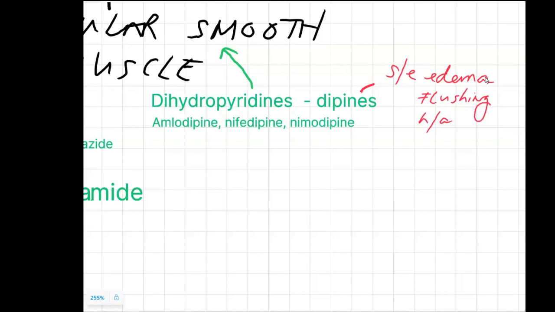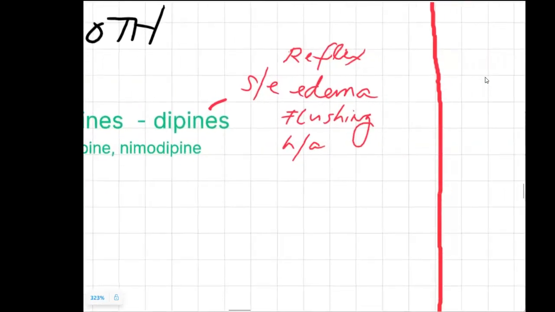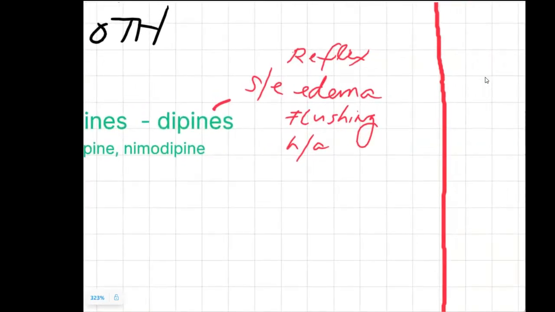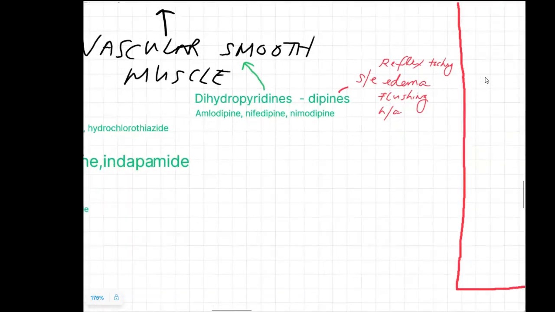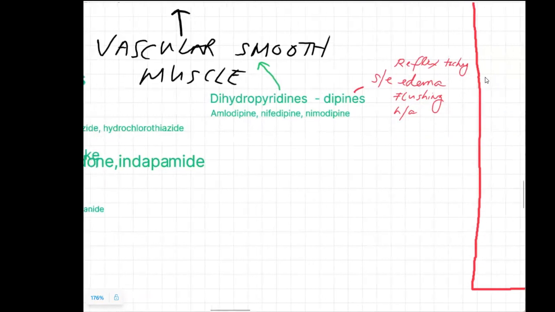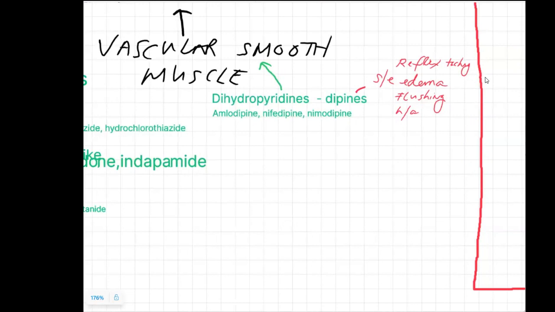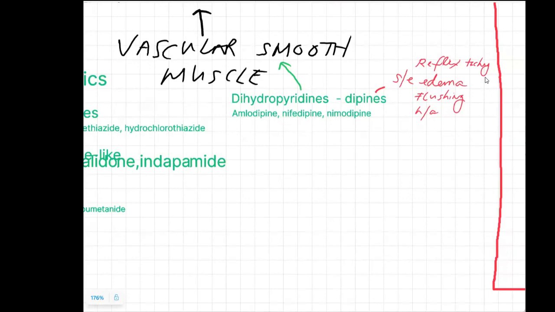It may also cause reflex tachycardia. So this might be important to also note. So basically, it could cause the heart to increase the heart rate, which, if it's being used for angina, then it kind of becomes counterintuitive, because it could cause decreased perfusion to the myocardium due to tachycardia, and can cause more myocardial ischemia.